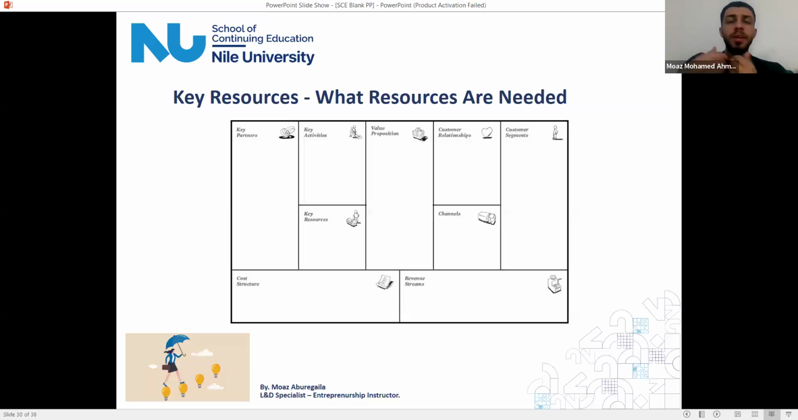And these resources could be physical resources. If my business idea is about something that is physical, a shop, store, a restaurant, then one important resource is the physical components. It might be intellectual resources, human resources, or financial resources. So key resources might be physical, intellectual, human resources, and financial resources.